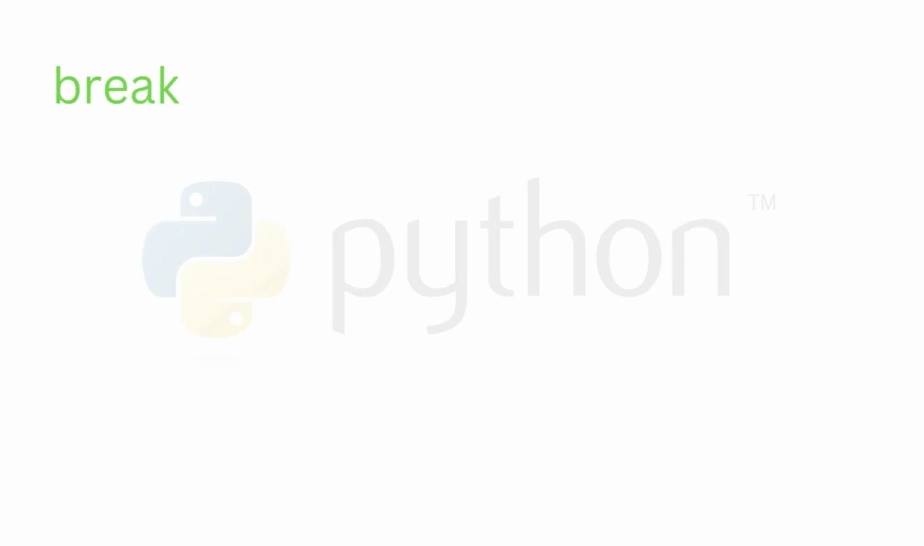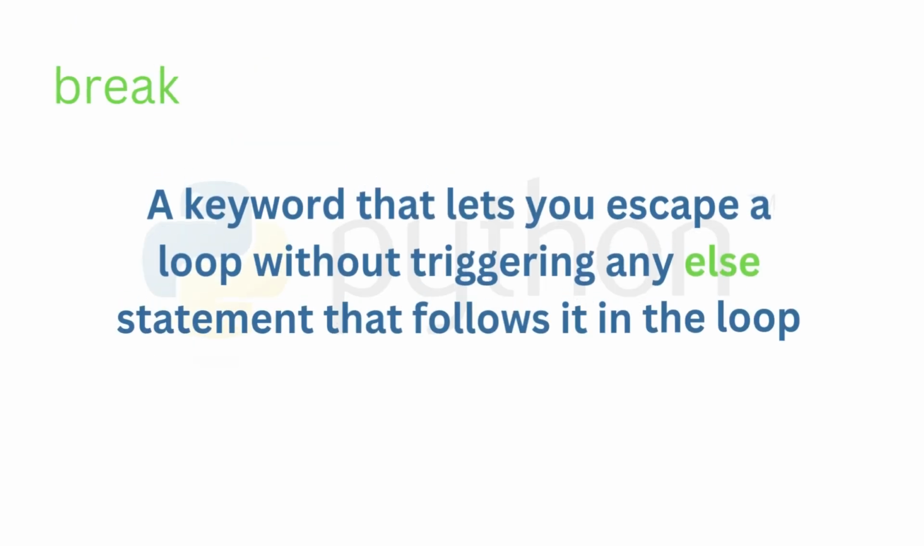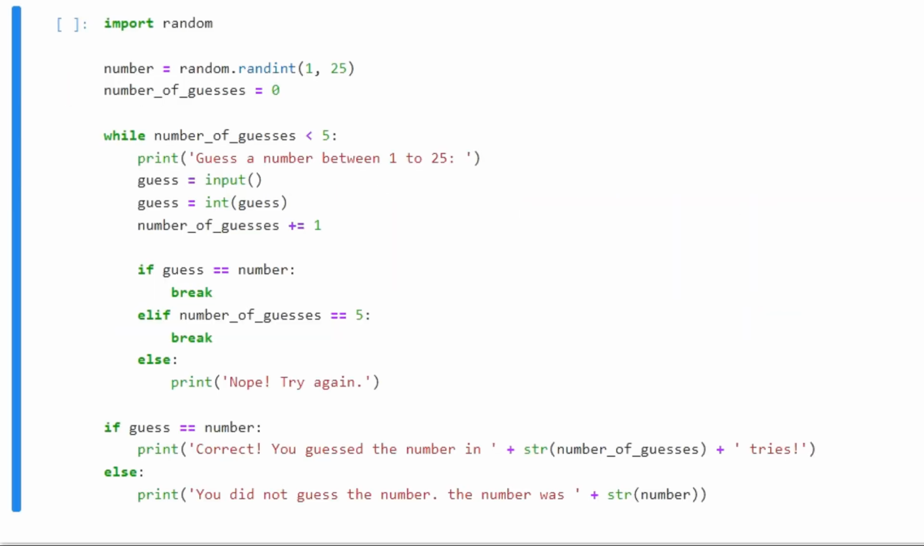This word break is a keyword that lets you escape a loop without triggering any else statement that follows it in the loop. In this case, if the user guesses the correct number, the while loop would break and the code would continue at the if statement below. Because the guess is correct, we print a message telling the user that they're correct and include how many tries it took them in the message.